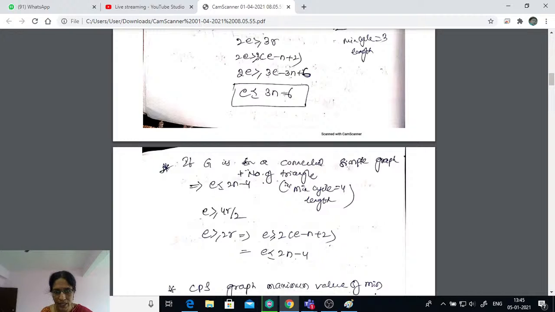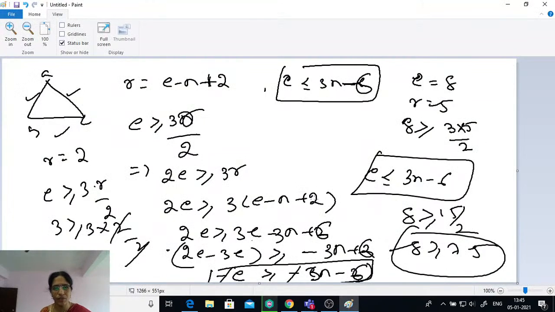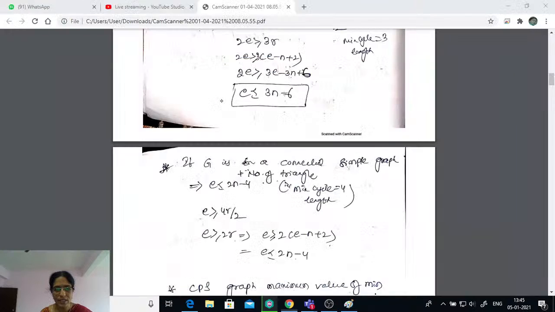That means if it is a connected simple graph, in the sense suppose if it is a connected simple graph, this is a connected simple graph means there is no self loops. Okay, so in this case how it is, that means E greater than or equal to 4r by 2. 4r by 2, that means this is the formula. Okay.